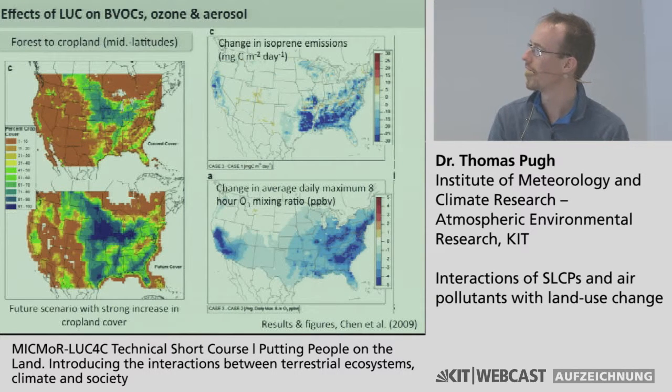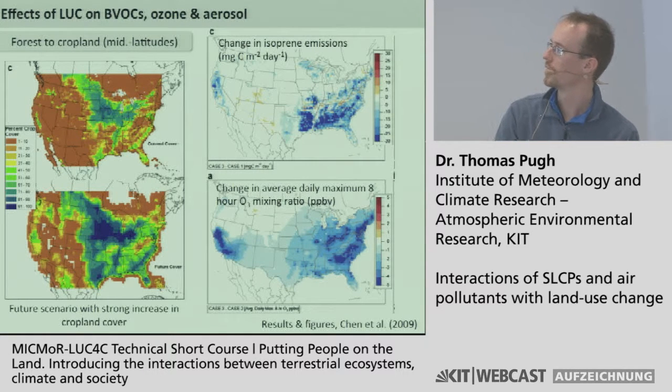And this is an example for the mid-latitudes. Once again, it's a forest to cropland conversion. In this study, this is the current cover of croplands in the US. This is a future scenario of cropland cover with a very strong increase. And that leads to a very strong decrease in isoprene emissions.